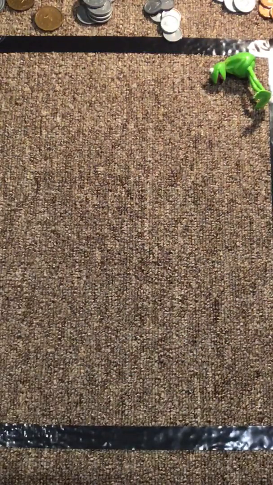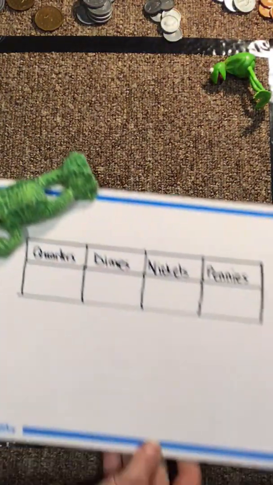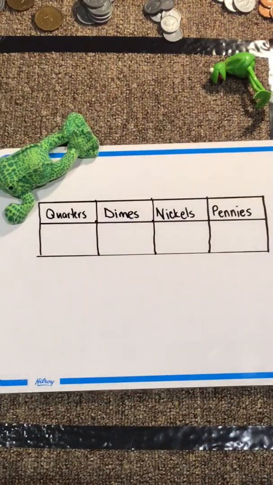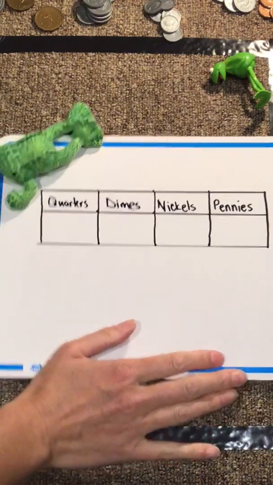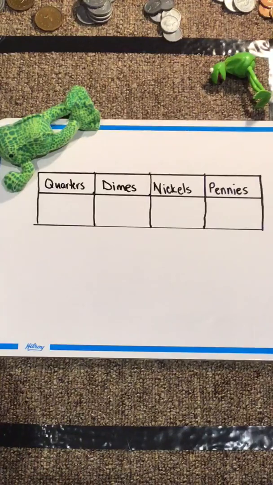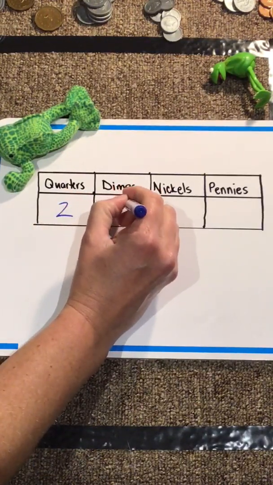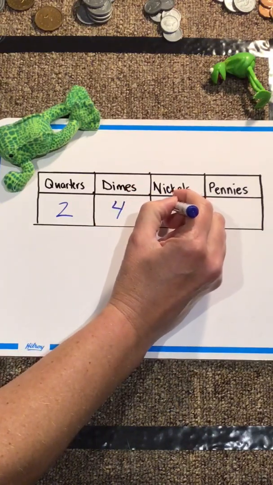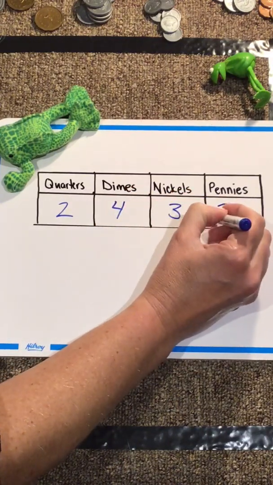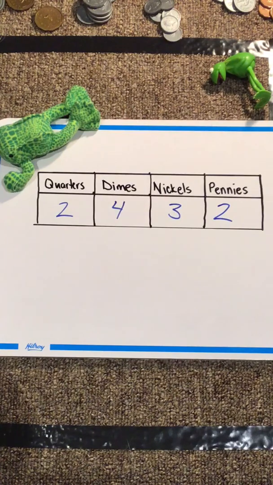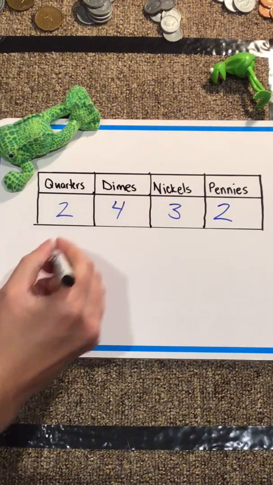We got that guy. Now, another way you might see it in your math book, they might get tired of drawing all the pictures, and they might just give you a chart like this, and then they'll just fill in some numbers. So maybe they think you've got 2 quarters, 4 dimes, 3 nickels, and 2 pennies. Okay, so now we're going to have to count up.